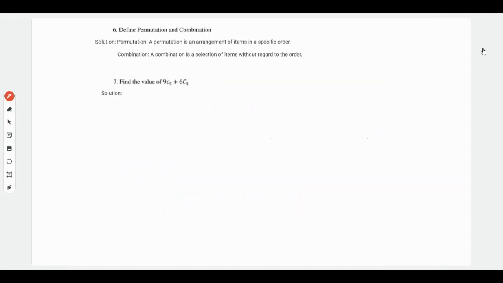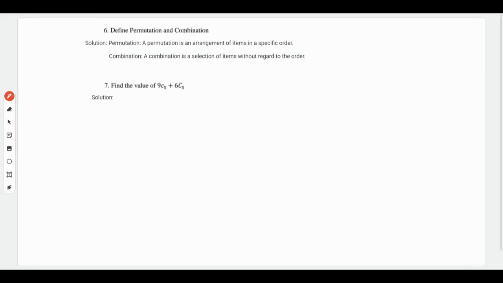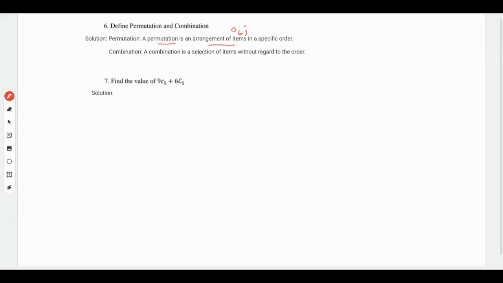Moving on with the next question. Define permutation and combination. Permutation is nothing but the arrangement of objects in some order. If you arrange some objects in order, it is called a permutation. For example, the arrangement of natural numbers. Natural numbers are a permutation.